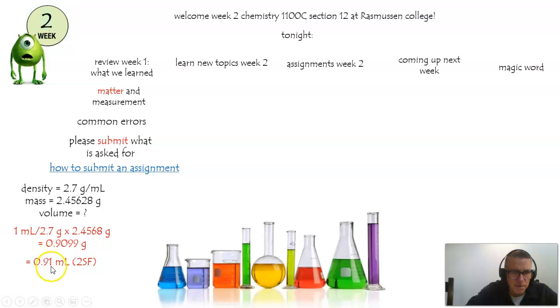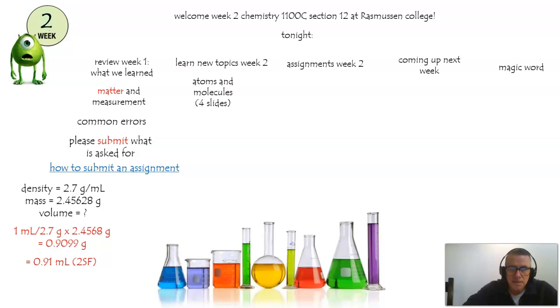So we have a number to the correct significant figures. We have a unit, which is milliliters. Change that to milliliters, please. And if it said aluminum, that would be called the label. We'd include that as well. 2 SF means 2 significant figures.